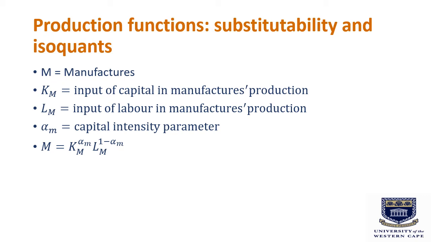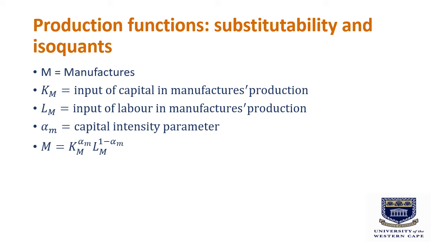So what does the production function look like? We're going to restrict our work to the manufacturing industry and not the food industry. The same analysis will occur in the food industry. Here we have M to denote manufacturers, with the quantity of the manufactured products. K here will represent capital, L will be labor. Both of these are inputs in the production. So these are the amounts of capital and labor used. And then we have alpha M, which is the capital intensity parameter.